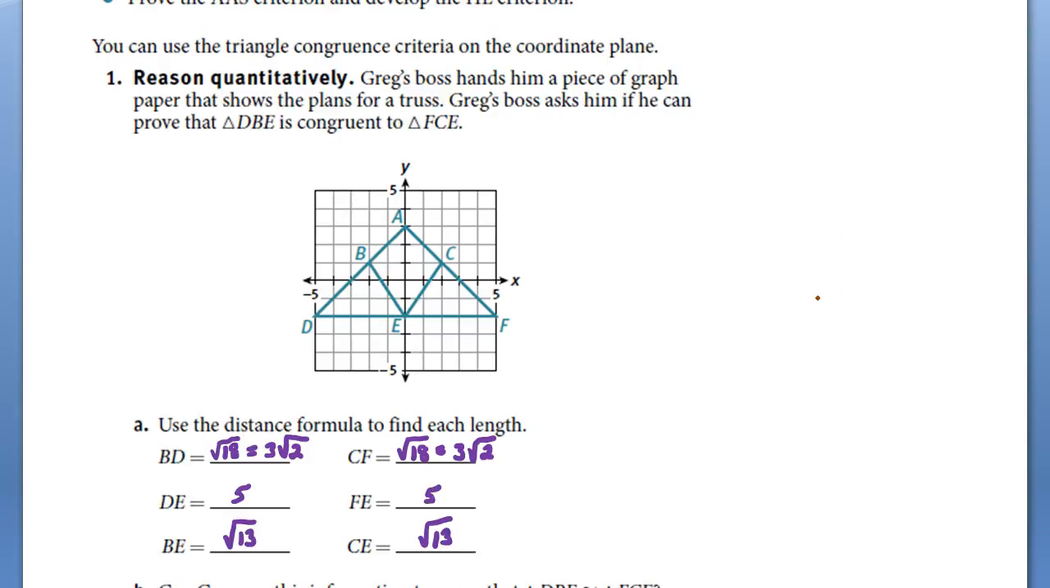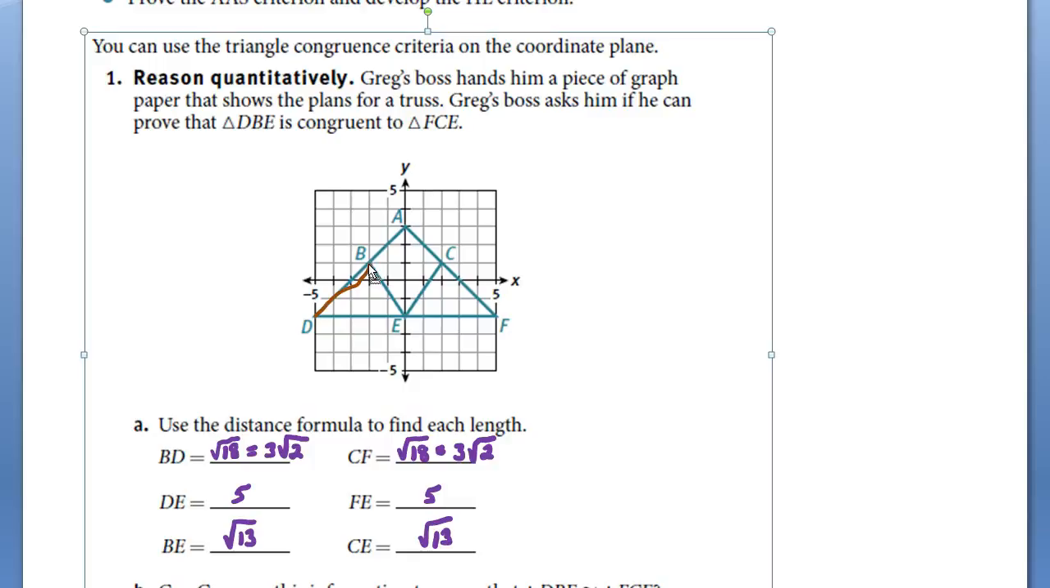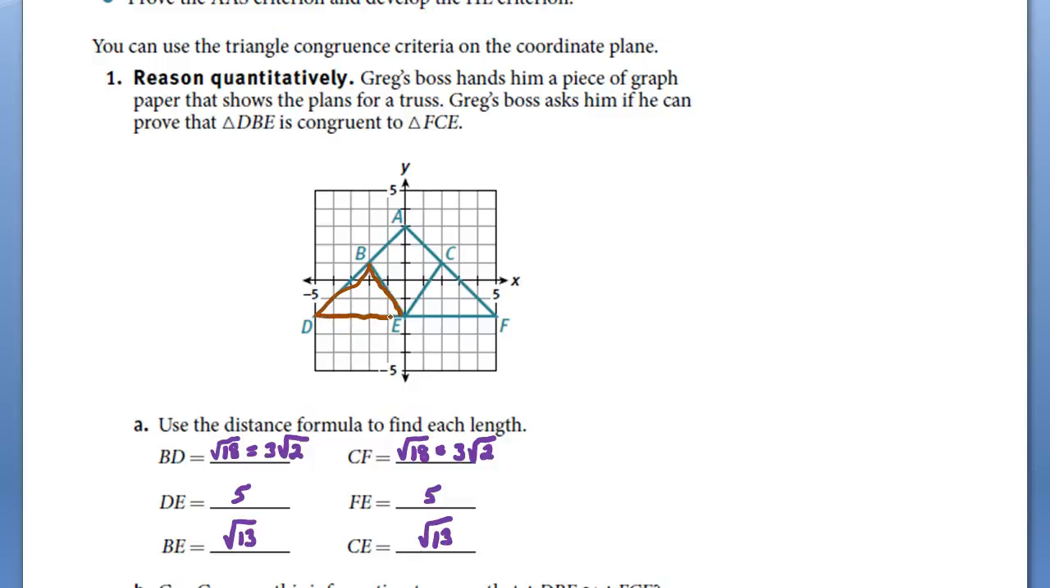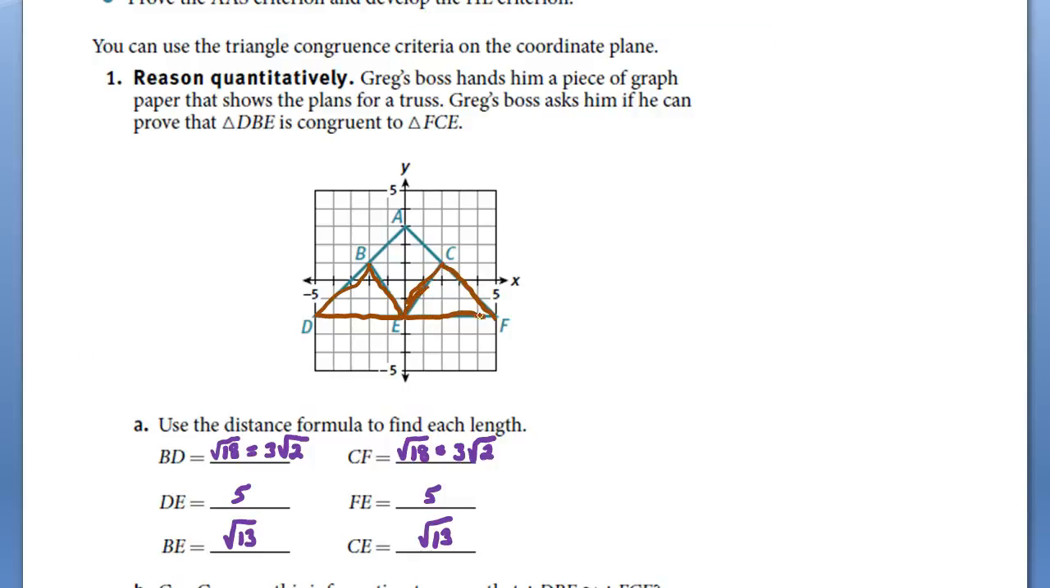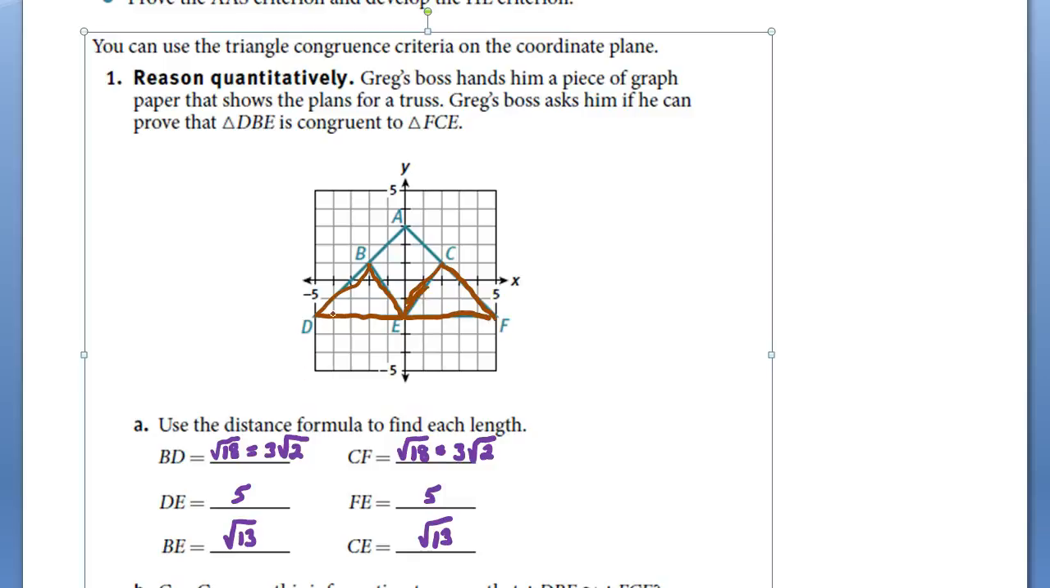So here's question 1. Greg's boss hands him a piece of graph paper that shows the plans for a truss. Greg's boss asks him if he can prove that triangle DBE, so this triangle here, is congruent to triangle FCE, and that's this one here. So because this is on a coordinate grid, Greg can find distances by counting the units. If they are horizontal or vertical, then they're very straightforward to count. And if they are diagonal, then we can use the Pythagorean theorem.